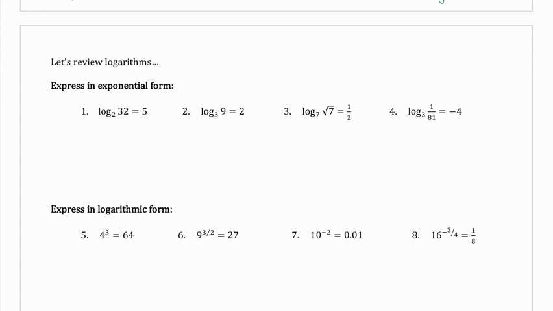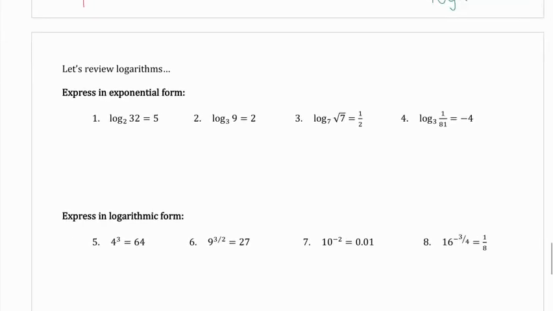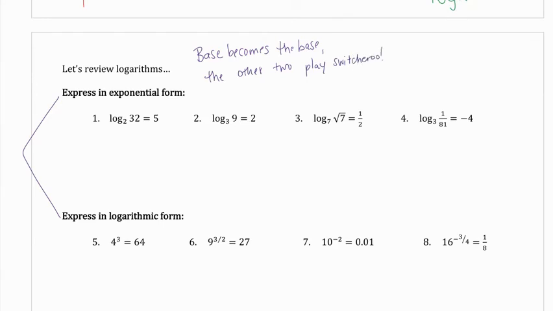And we want to be able to do this to help us solve problems later. I gave you a little rhyme, if you remember it, to do these two parts. I always said the base becomes the base, and the other two play switcheroo. I don't really know how to spell switcheroo, but hey. Switcheroo. Okay, so if that helps you remember, you can say it that way.